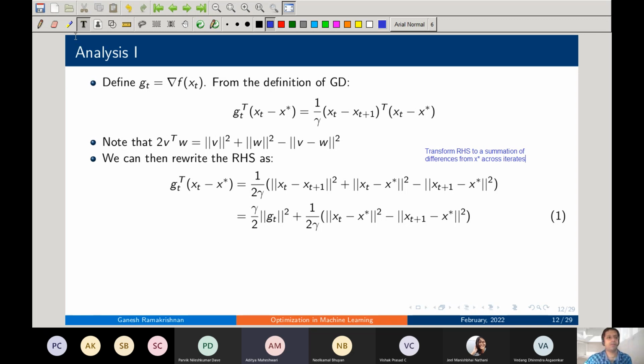Okay, so let me just highlight this part. This part is what I'm talking about. We have done something very similar here. We have again done squared expressions and all that, right?